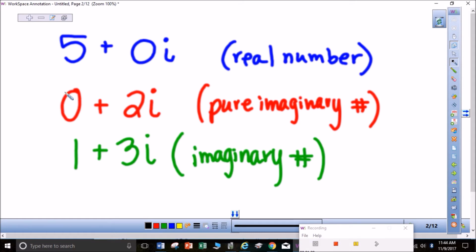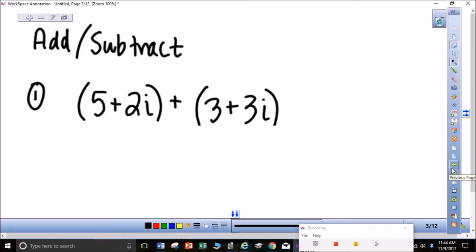So complex numbers in the form of a + bi. If b is 0, like the first example, that's a real number. If a is 0, it's a pure imaginary number. And then if, like the last example, 1 + 3i, that's just an imaginary number. Okay, so adding and subtracting.